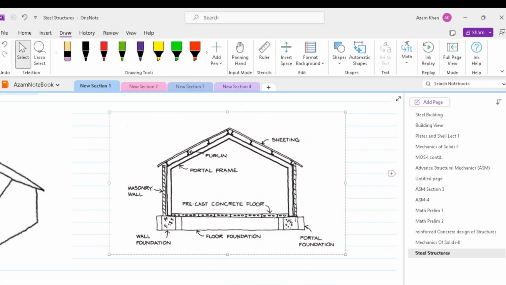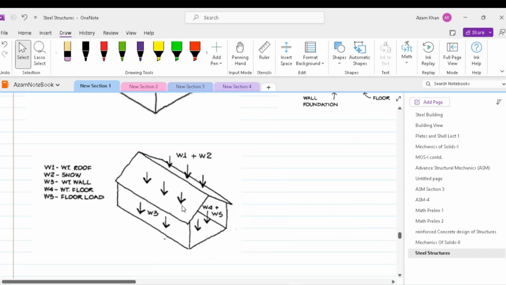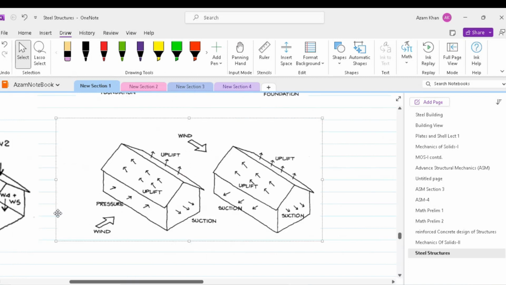The sources of the loads will be gravity and lateral load, which can be wind or seismic. The gravity will apply vertical loads. So in the case of gravity, we can have the weight of the roof, weight of snow, weight of walls, floors, and other items contributing to gravity. Wind or seismic load will apply at right angles to the roof and walls. In this picture, we have taken wind load. We can see that the wind load can cause an uplift force on the roof depending on the slope angle of the roof.